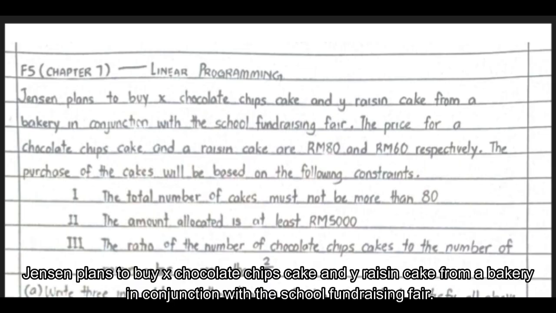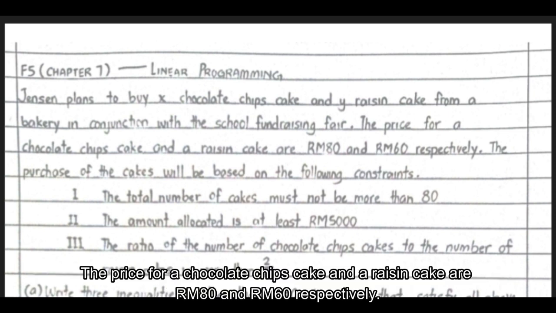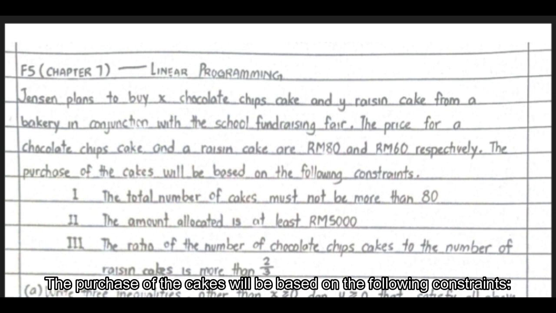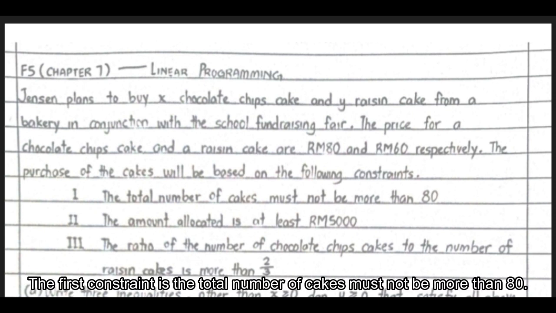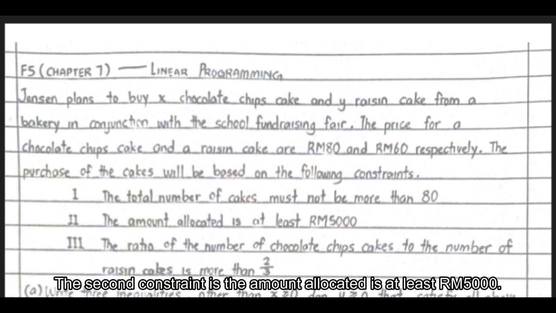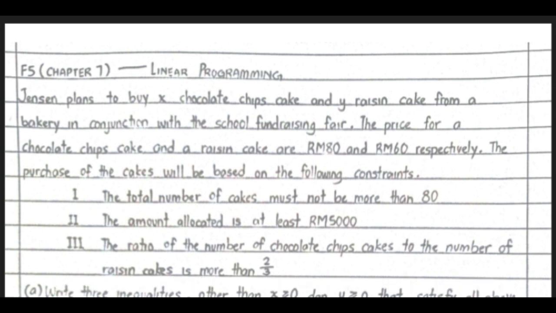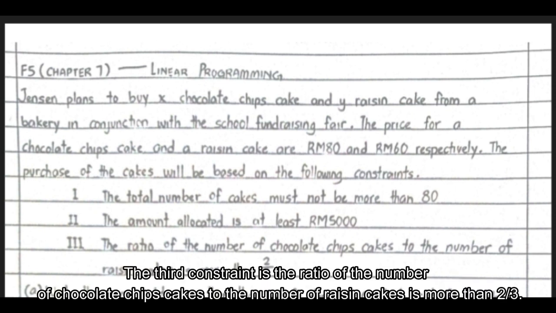Jensen plans to buy x chocolate chip cakes and y raisin cakes from a bakery in conjunction with the school fundraising fair. The price for a chocolate chip cake and a raisin cake are 80 ringgit and 60 ringgit respectively. The purchase of the cakes will be based on the following constraints. The first constraint is the total number of cakes must not be more than 80. The second constraint is the amount allocated is at least 5,000 ringgit. And the third constraint is the ratio of the number of chocolate chip cakes to the number of raisin cakes is more than 2/3.